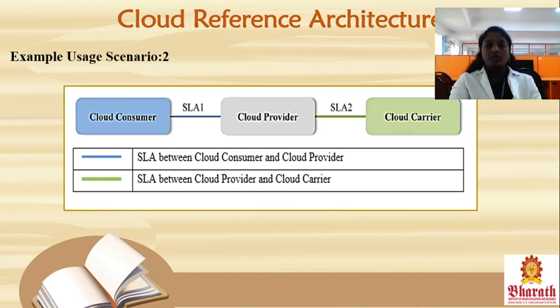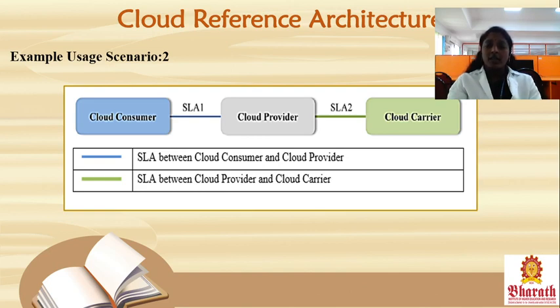So the cloud provider also should have an agreement with the cloud carrier, so that there is no difficulty in sending the services to the cloud consumer. As far as the cloud provider is concerned, he will be maintaining two service level agreements. One is SLA1, between cloud consumer and cloud provider, and between cloud provider and cloud carrier, there will be another service level agreement.